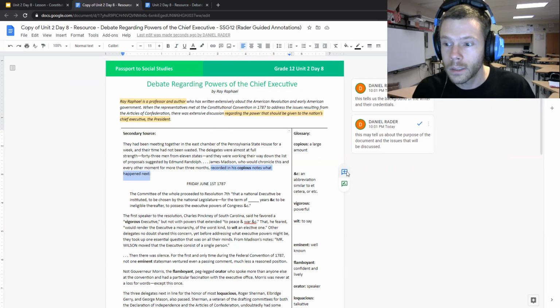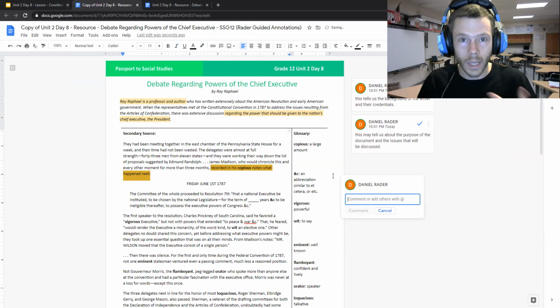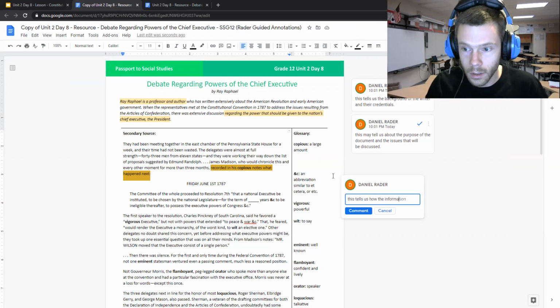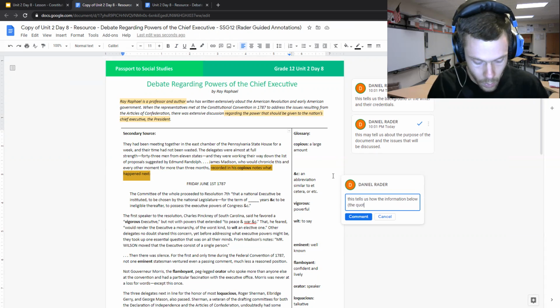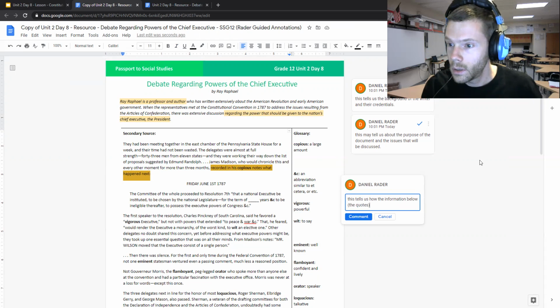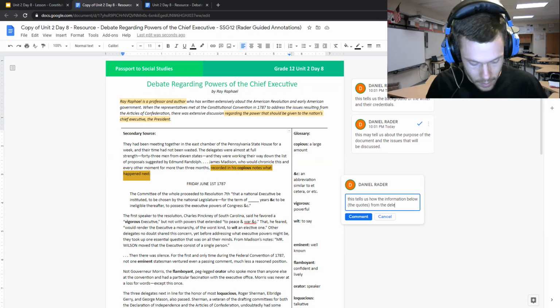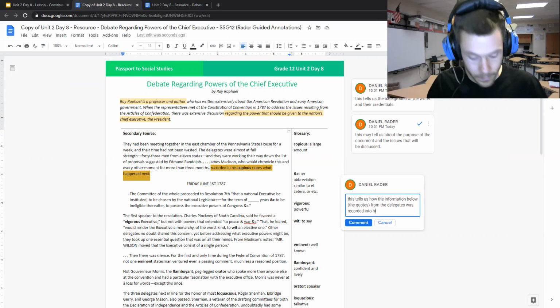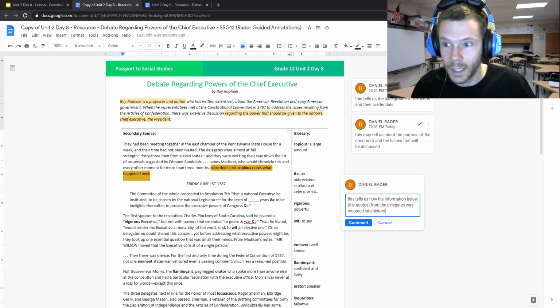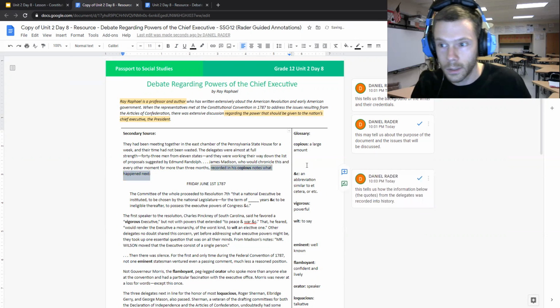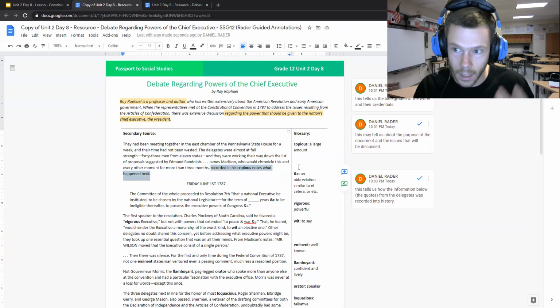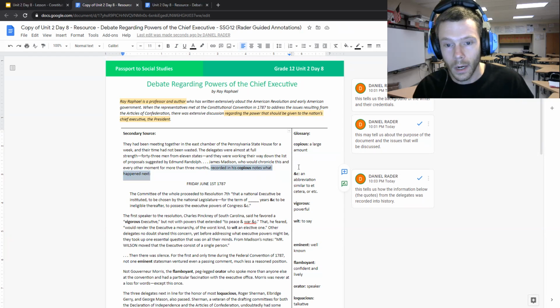First, it tells us how the information was actually created. So this tells us how the information below, the quotes from the delegates, was recorded into history, right? Again, this tells us that a lot of this information is based on the notes, and then copious just means a large amount taken by James Madison. Okay, so that again gives us more information about where the information is coming from.